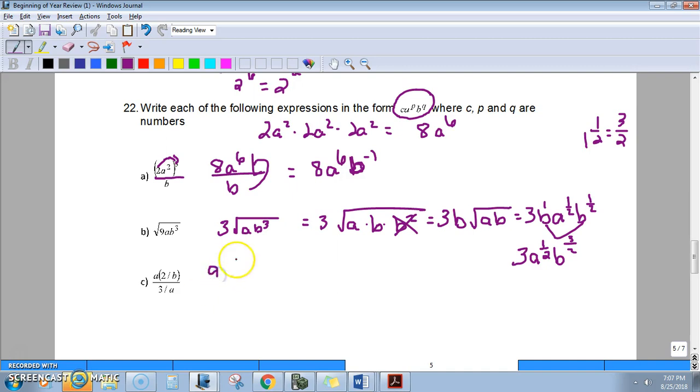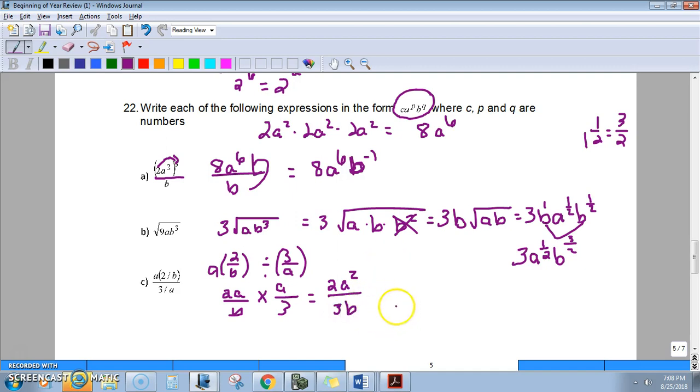Okay, what about this next one? Well, I have a times 2 over b, divided by 3 over a. Okay, a times 2 over b is really, if we multiply that out, 2a over b. And if I'm dividing something, I'm going to change it to multiply, and I'm going to flip this over. So I'm actually multiplying that times a over 3. Now that I'm multiplying, I just multiply the numerators. So 2a times a is 2a squared over 3 times b is 3b.